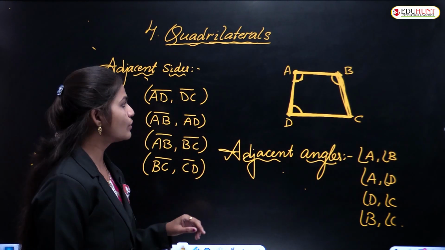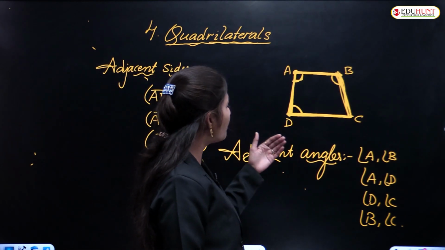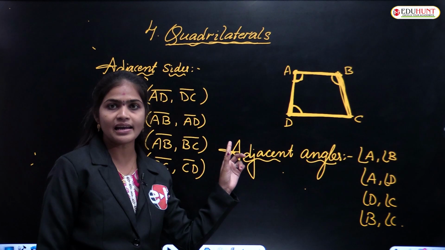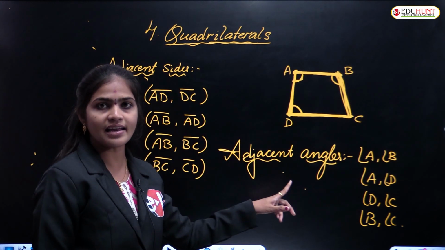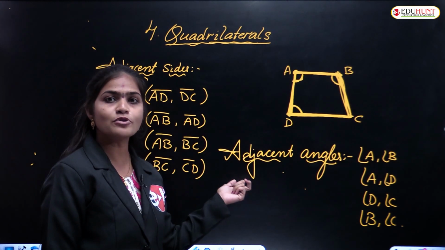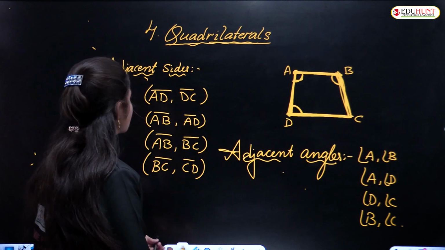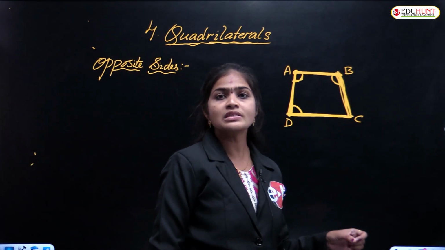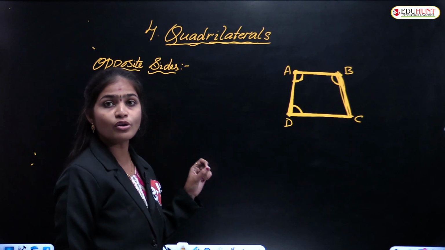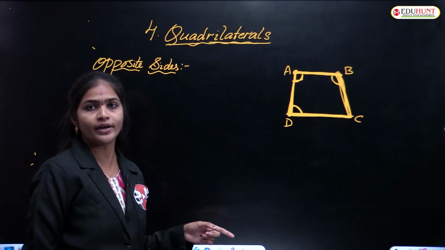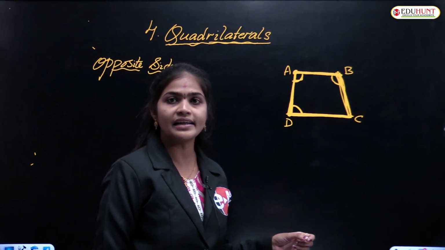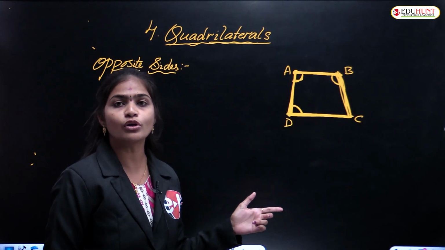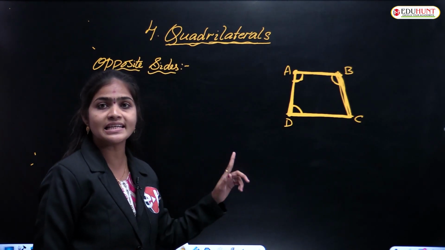Okay children, let us discuss the next one, opposite sides and opposite angles. We discussed adjacent sides and adjacent angles, so next, opposite sides and opposite angles. Opposite sides means two sides of a quadrilateral not having any common end point. Then we call those two sides opposite sides.